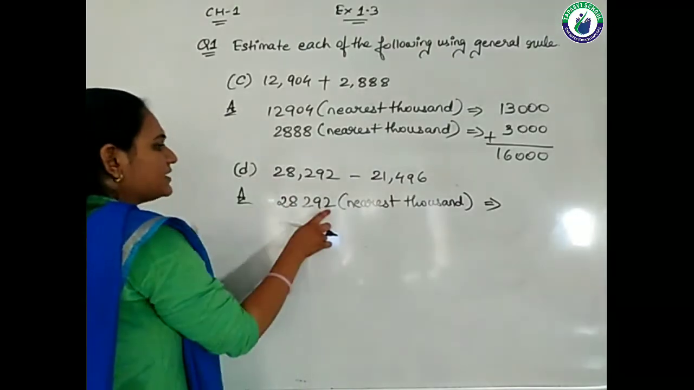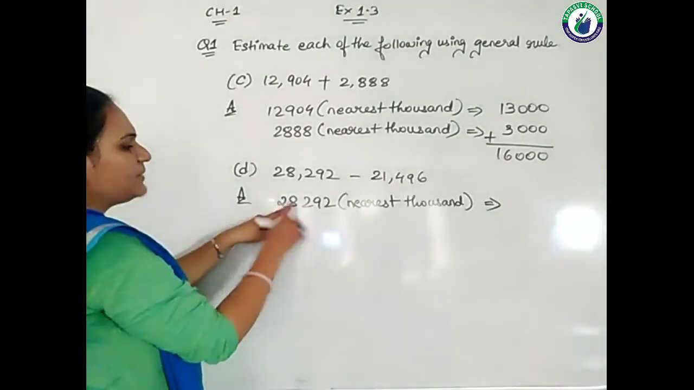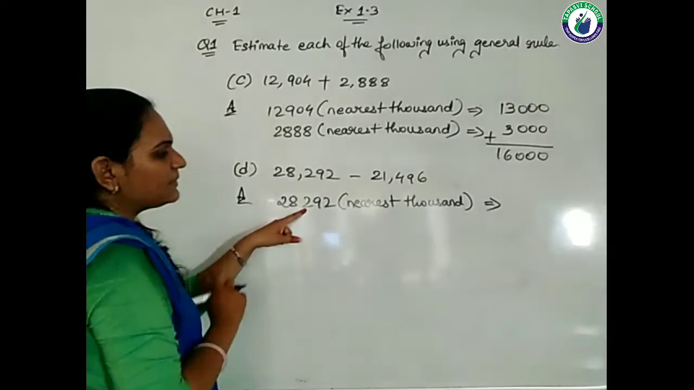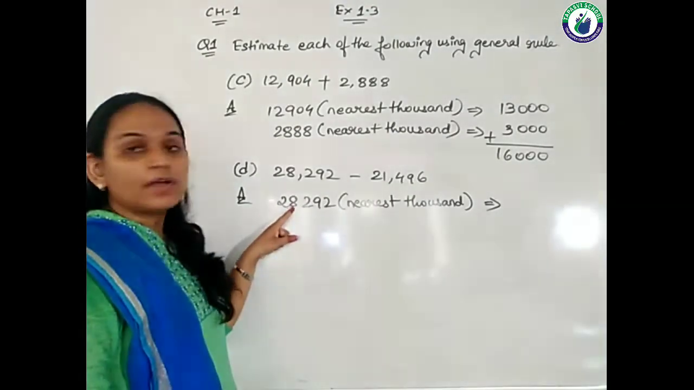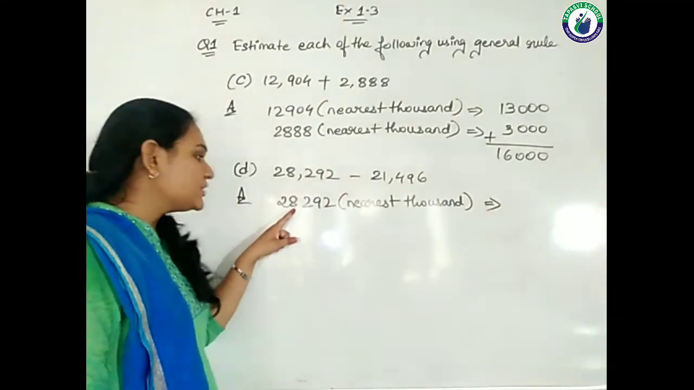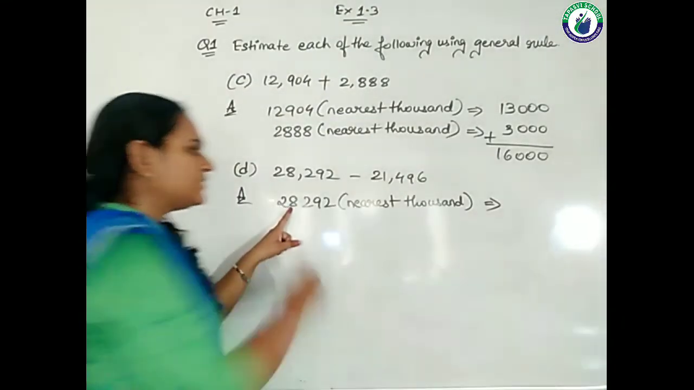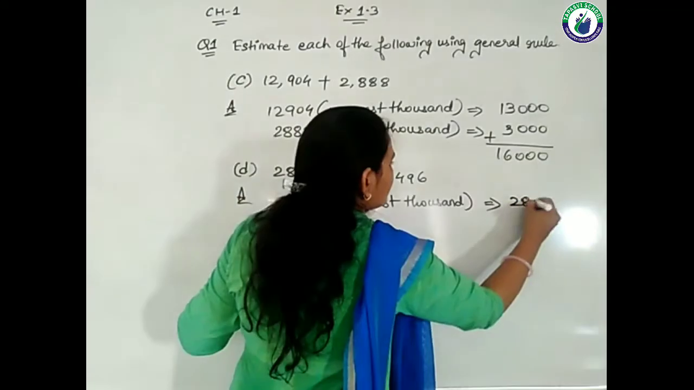So ones, tens, hundred and thousand. So 1000 place it is 8, and which is going to help, that means 2. Now 2 is less than 5, but obvious, so we are not going to add any digit to this 8. So 28, and the remaining digit will become 0, 0.